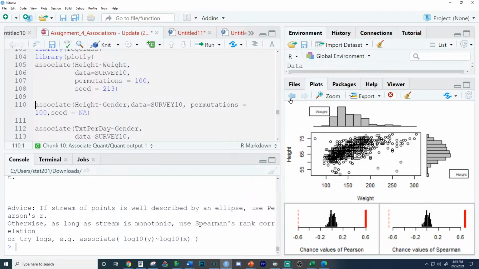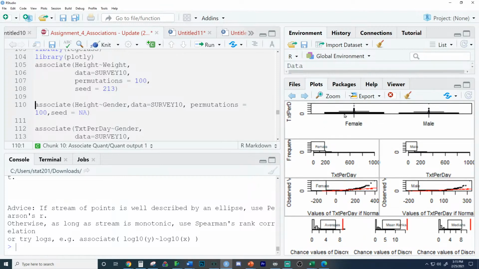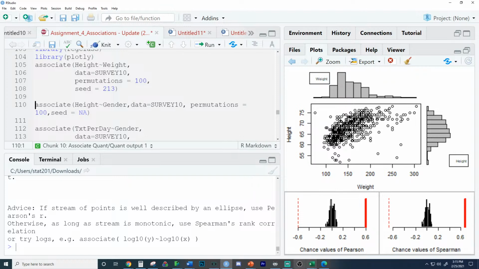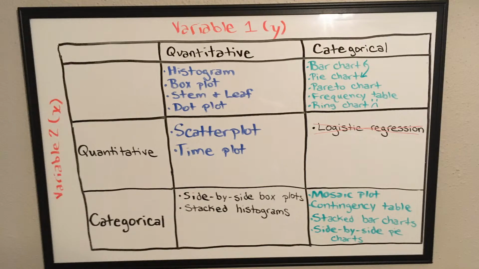What is the only other graphic we have not seen? We see here side-by-side box plots. Here's side-by-side box plots with histograms. And here's a scatter plot. What is the only other graphic we haven't seen? And this has been a huge review.